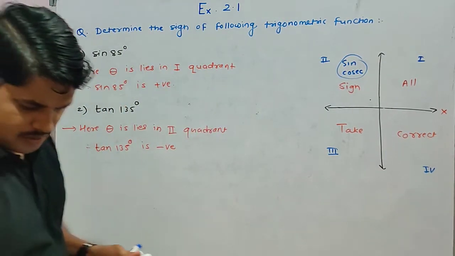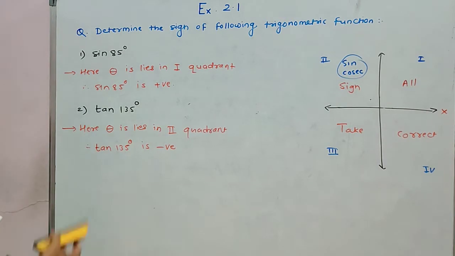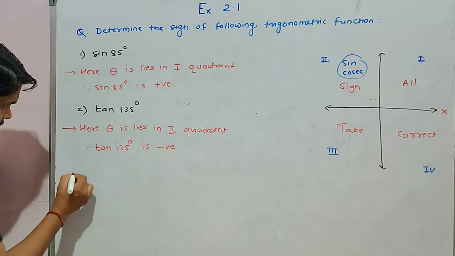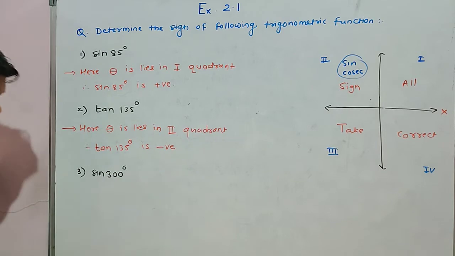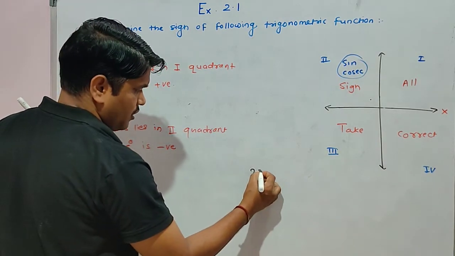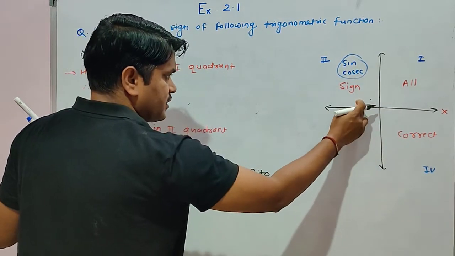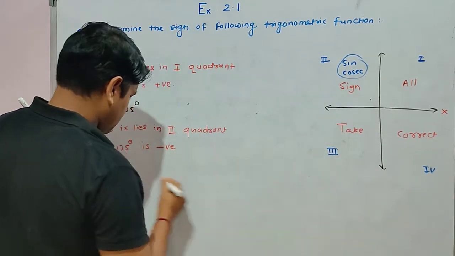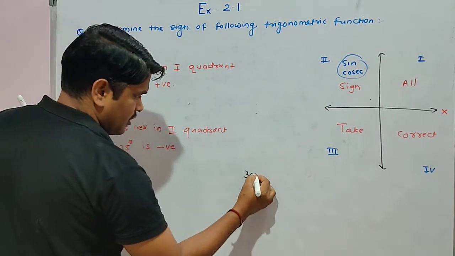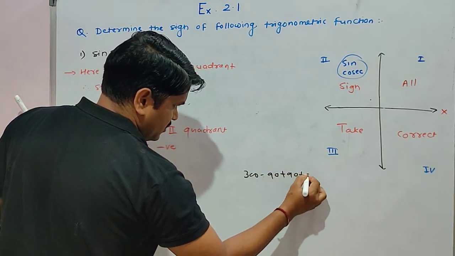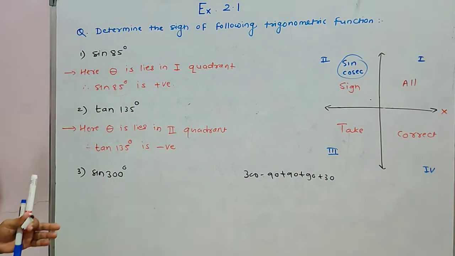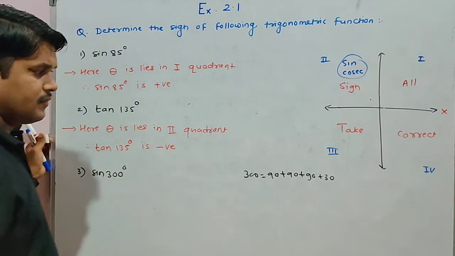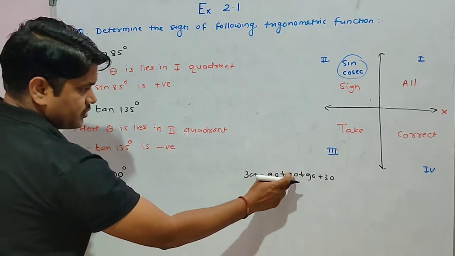Understood? So the next one. Third example: sine 300 degree. 300 can be written as 90 plus 90 plus 90, which is 270, plus 30. So we get a total angle of 300 degree.